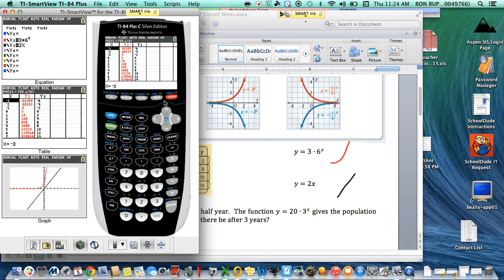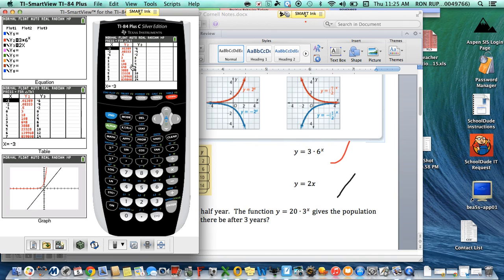What I want to show you is the difference, the common difference between the outputs, because we know our inputs all go up by 1. Negative 3 to negative 2 is 1, negative 2 to negative 1 is 1. We're adding 1 in all of our inputs.